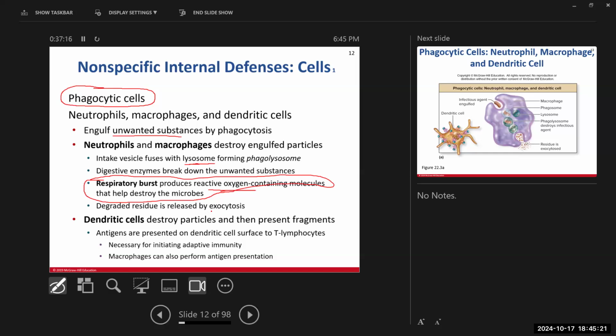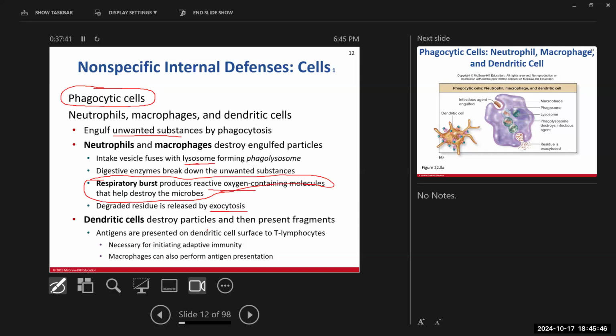All right. So then how do we get rid of all the garbage inside the macrophage or the neutrophil that took it in? We just poop it out. Exocytosis there. All right. So here are dendritic cells, and this is a good lead in to the role of antigen presenting cells, otherwise known as APCs. Dendritic cell is an example of that. Macrophages also have the APC. We'll talk about that in a little bit.